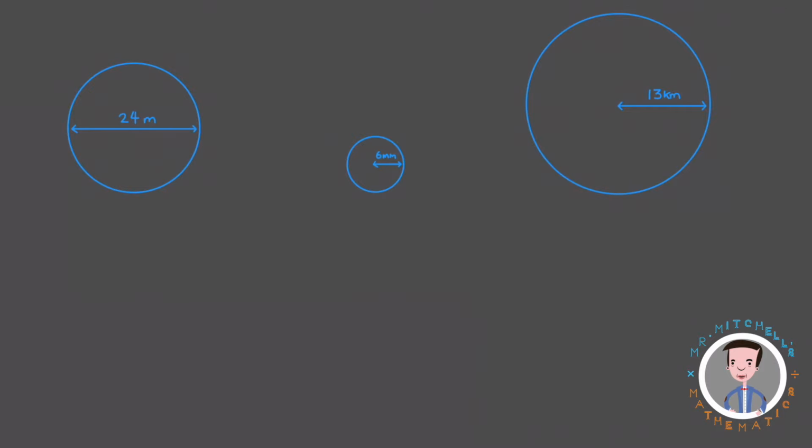Okay, so let's start with the first one. Here we have a diameter of 24, so the radius will be 12 meters. And so what we do is 12 times 12 is 144, not forgetting to times it by pi and then have meters squared. For this one, we have a radius marked, so radius equals 6 millimeters. And so we do 6 squared is 36 times pi, and then we do millimeters squared.